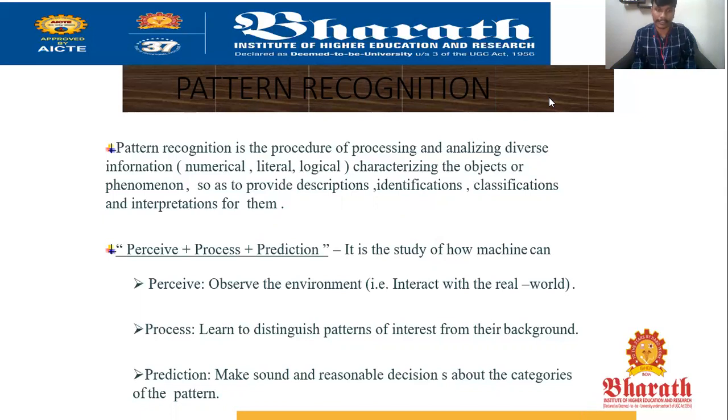is known as pattern recognition. That information which is processed and analyzed to produce the output can be numerical processing data, literal processing data, as well as logical processing data. So this is known as pattern recognition. Pattern recognition is a procedure where it will be processing the given input data, which can be numerical or literal or logical, and to produce the output with some description, identification, classification, and interpretation of the given characteristic object is known as pattern recognition. And PPP is the working principle of pattern recognition.